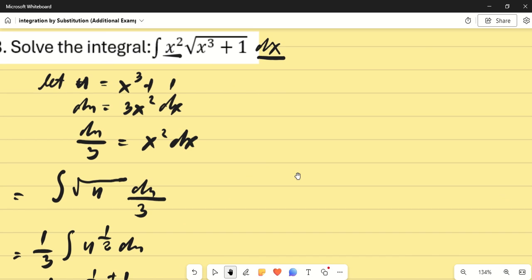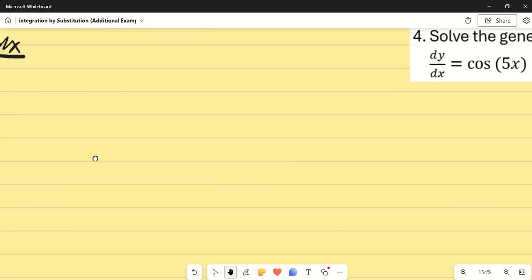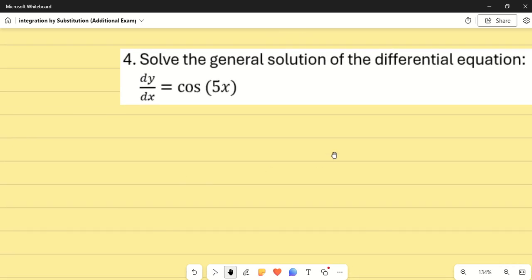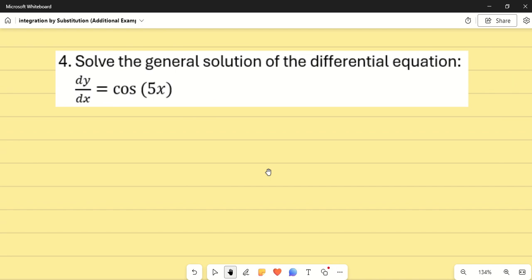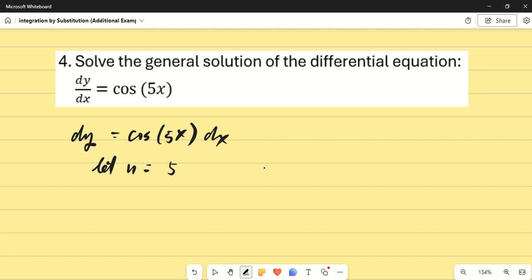Okay, now let's try to look at our fourth example. Here again, we will be asked to find the integral of a trigonometric function. So as you can see, we have here a differential equation. So we cross multiply first. We'll be solving the general solution of the differential equation. So we'll be having dy is equal to cosine of 5x. Then we write your dx here. Then again, we let u be equal to the expression enclosed inside the parentheses. Your u here is your 5x.